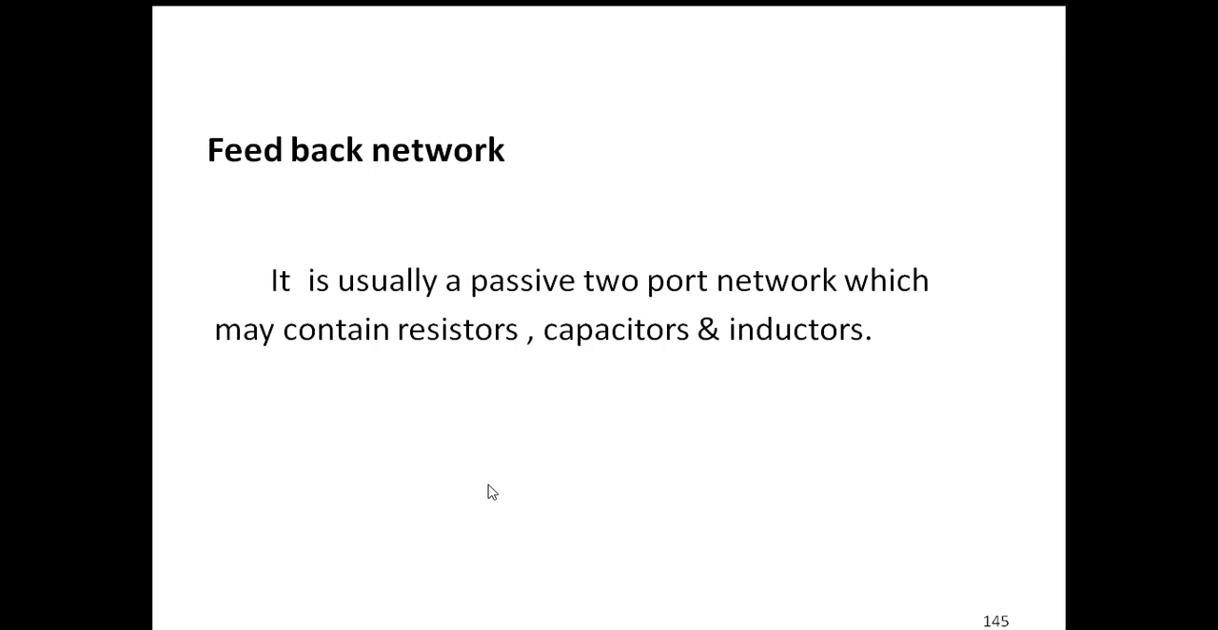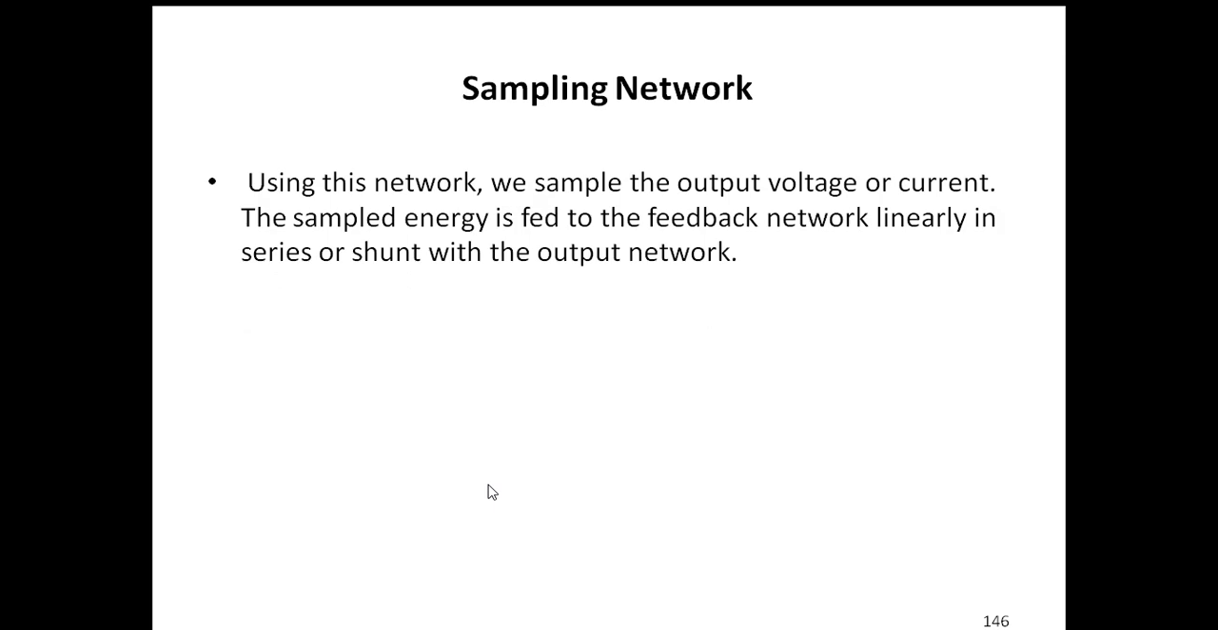Feedback network. It is usually a passive two-port network which may contain resistors, capacitors and inductors. Next one is the sampling network. Using this network, we sample the output voltage or current. The sampled energy is fed to the feedback network, either in series or shunt with the output network.